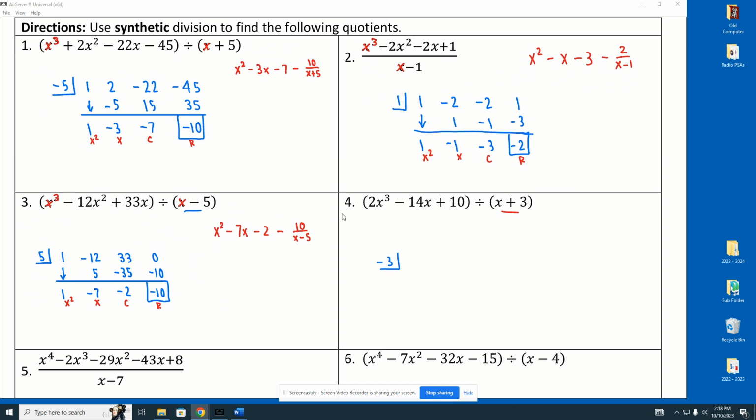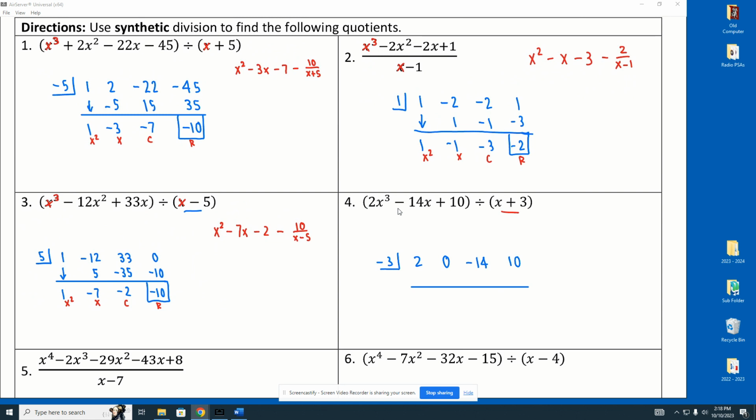My biggest exponent is x cubed, and its coefficient is 2. Work your way down. What's after x cubed? X squared. It's not here, y'all. Put a 0. After x squared is x. That's negative 14. After x is your constant, which we have this time, it's a 10. So this is the problem we're solving.